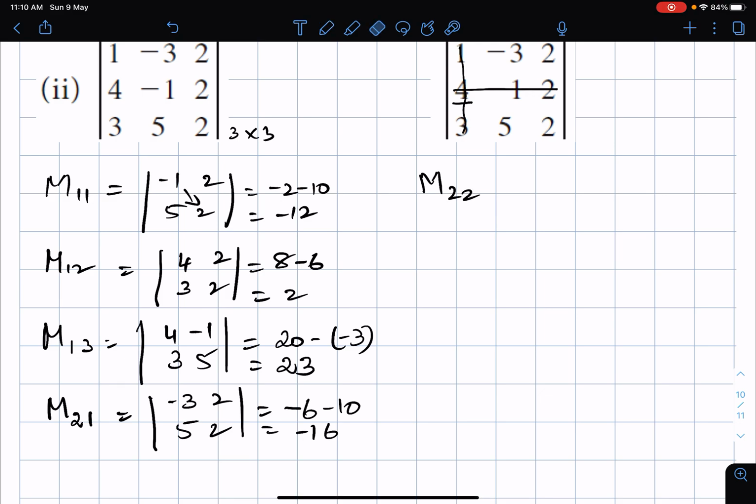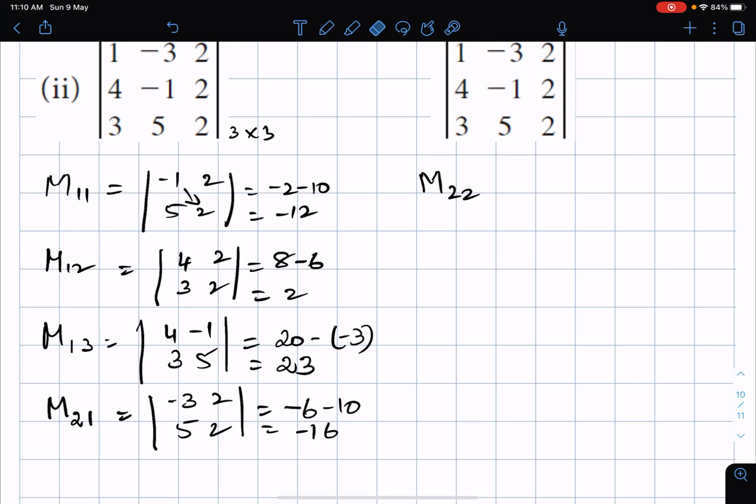M22. M22 refers to the second element of the second row, which is minus 1. So eliminate the corresponding column and corresponding row. You will get the answer as 1, 2, 3, 2. When you multiply, it is 2 minus 6. That is going to give you the answer as minus 4.